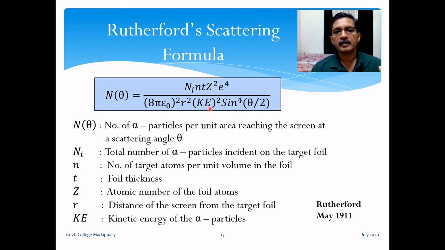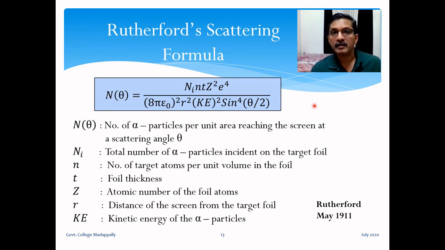Then it is inversely proportional to the square of the kinetic energy, or you can also say the 4th power of the velocity of the alpha particle. Kinetic energy is half mv squared, so the 4th power of velocity is there, and the 4th power of sine of the scattering angle. These are the important parameters on which the number of scattered alpha particles depends.